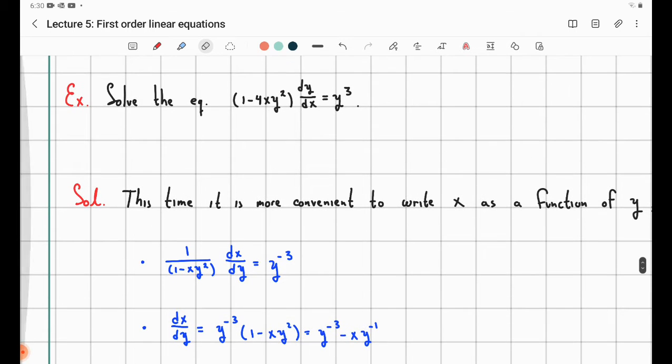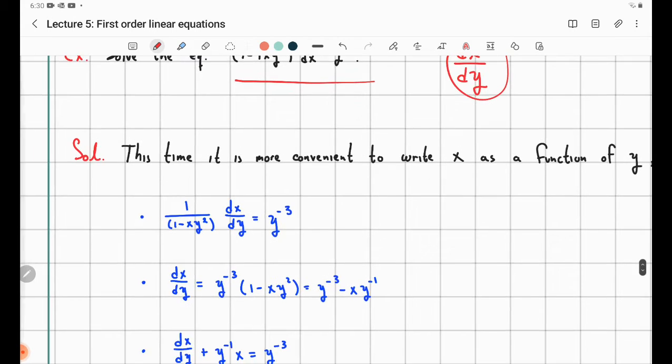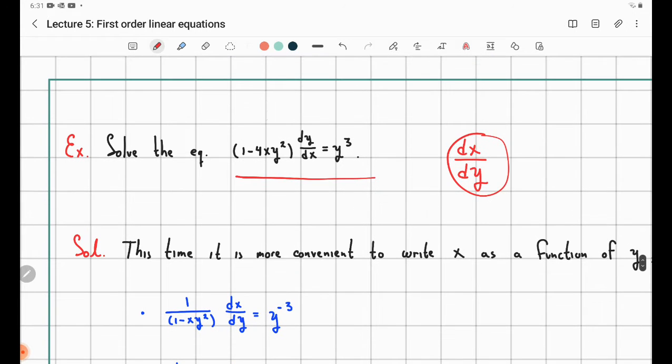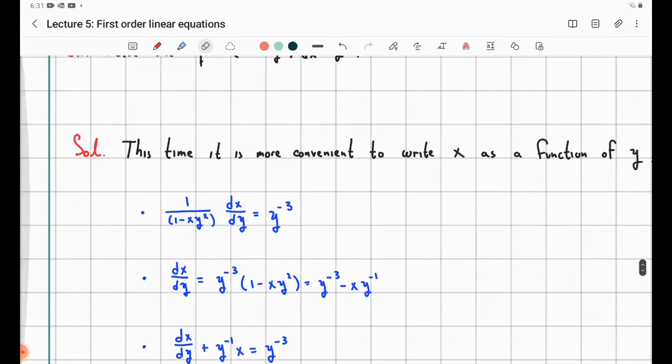So, in order to write down this equation in terms of x, as I said, we need to consider the derivative of x with respect to y, but we can obtain such an expression just by taking the inverse of both sides of this equation. So you can divide 1 by this side, and this needs to be equal to 1 divided by y cubed, and this allows us to rewrite our equation in an appropriate form.